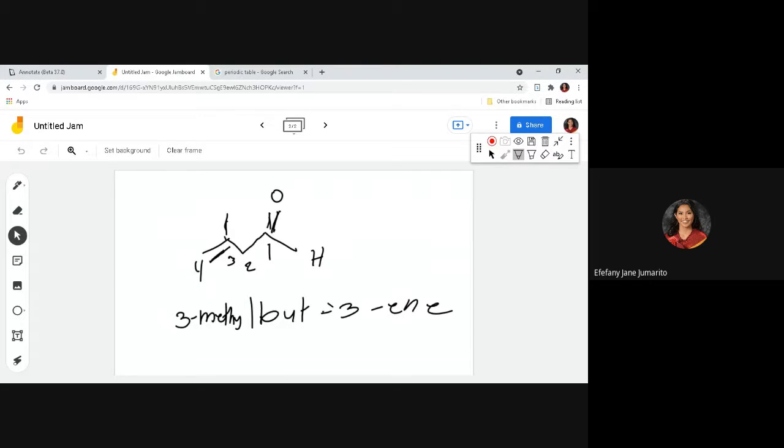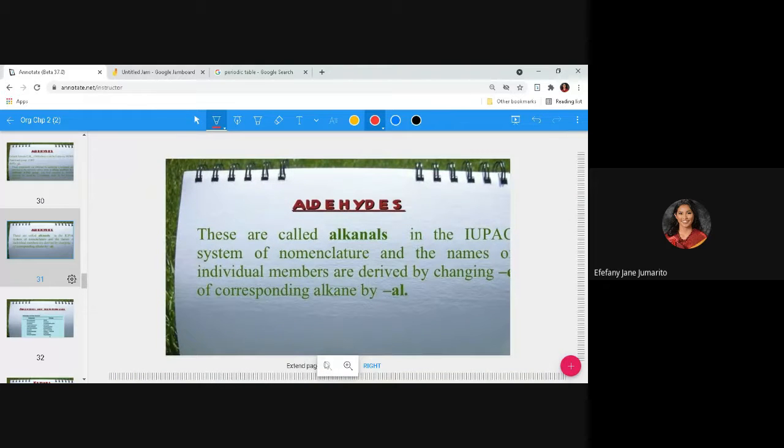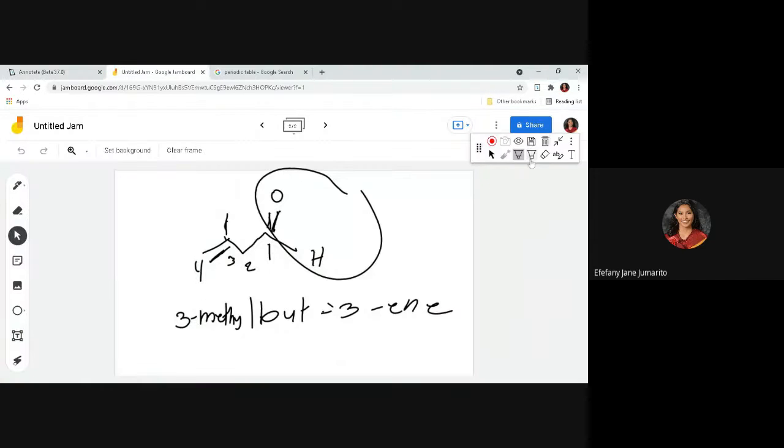So priority ang ato ang aldehyde. Aldehydic group. Okay, so this one is your aldehydic group. Okay, so naa na siya sa ato ang PowerPoint. Okay, so what if I have this one, class?